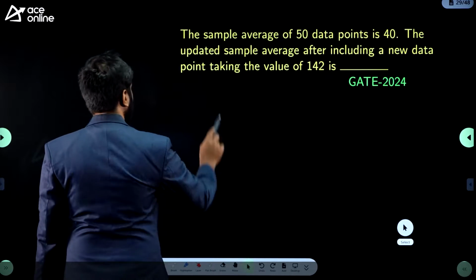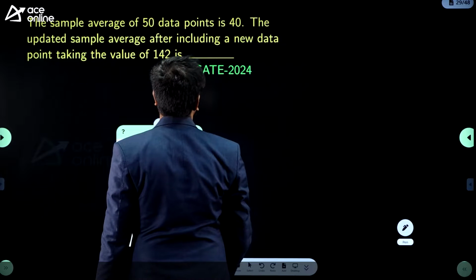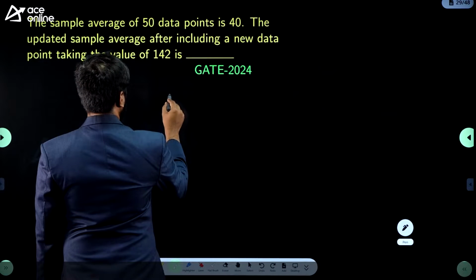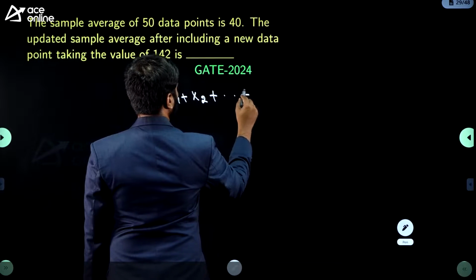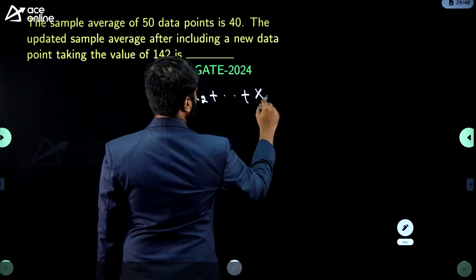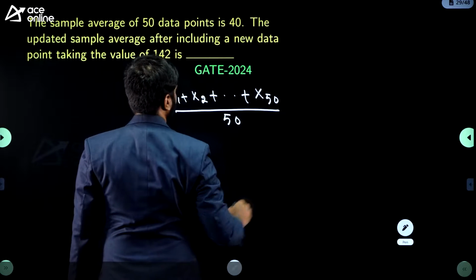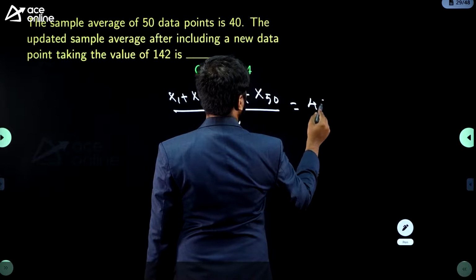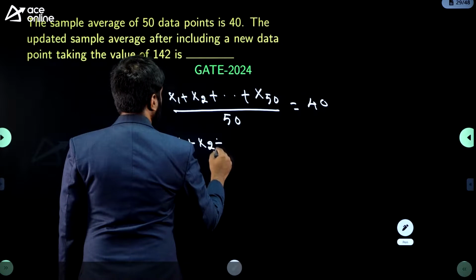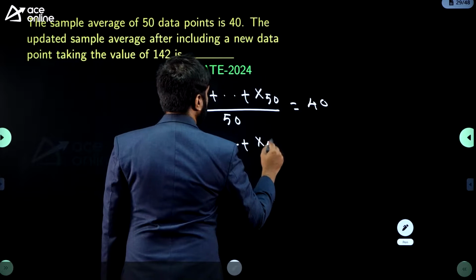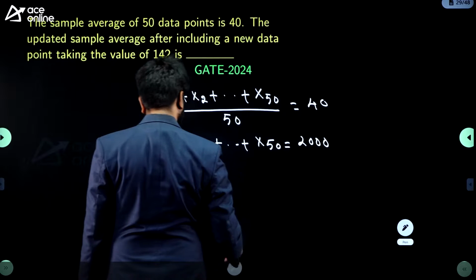Okay, so simple problem. What they say is they have got 50 points, and the average turned out to be 40. So how do you find that? You find x1 plus x2 plus up to x50, how many observations are there? 50. So x50 by 50, sum of the observations by number of observations, turned out to be 40. From this, can you figure out what is x1 plus x2 plus so on plus x50? It is 40 into 50, I think it is 2000, you can check it with your calculator.